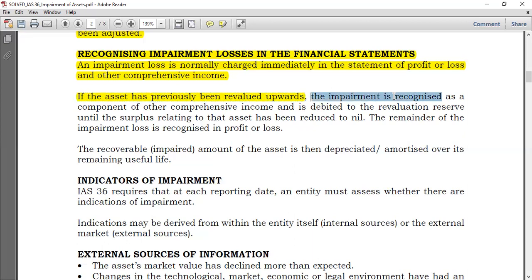So the impairment is recognized as a component of other comprehensive income, as I just told you. Take it to the other comprehensive income instead of to the profit or loss, and it is debited to the revaluation reserve. Actually, if you take it to other comprehensive income, that means it has gone to cancel the previous revaluation gain. And since revaluation gain usually goes to revaluation reserve or revaluation surplus, then this impairment loss too should go to the revaluation reserve and be debited so as to reduce it. So I hope you have got this well.